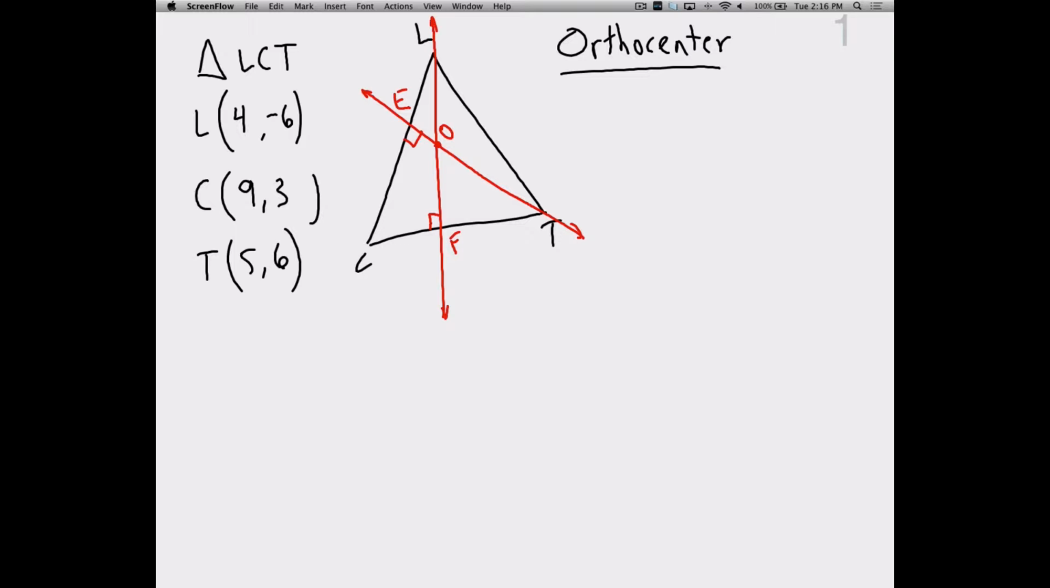What are the 2 things I need for the equation of a line, Matt? Slope and a point. Very good. Do I know either one for, we'll start with LF. Do I know either one for LF, Matt? L. I do know L, so I've got the point. How do I find the slope? Matt? Any ideas? No? Amanda? How do I find the slope of LF? You do the opposite reciprocal of CT. Beautiful. We'll start by finding the slope of CT.